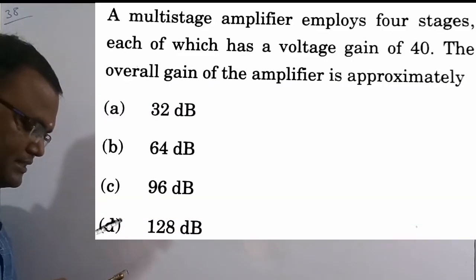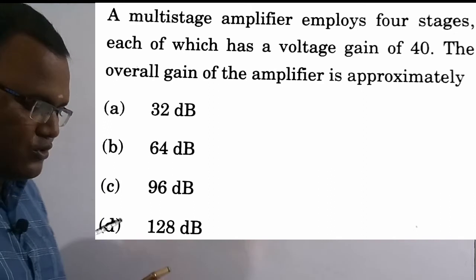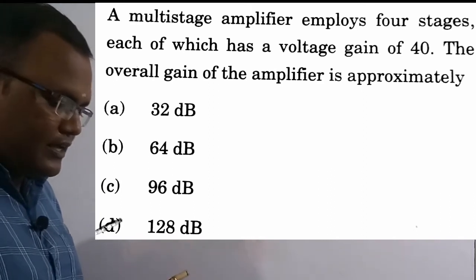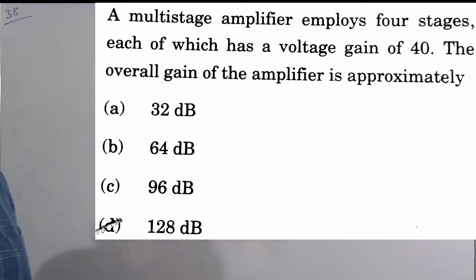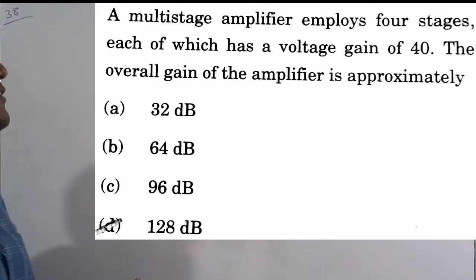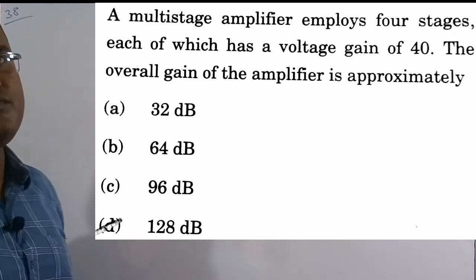So now we are going to solve the 38th question. See the question here. A multi-stage amplifier employs 4 stages, each of which has a voltage gain of 40. The overall gain of the amplifier is approximately. So basically there are 4 stages, each having a gain of 40. We have to find the overall gain in terms of dB.